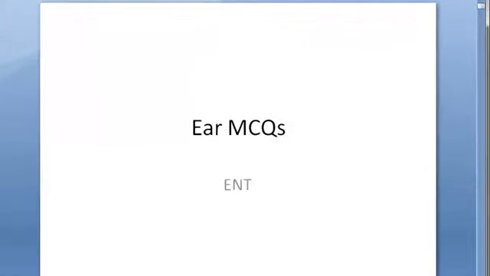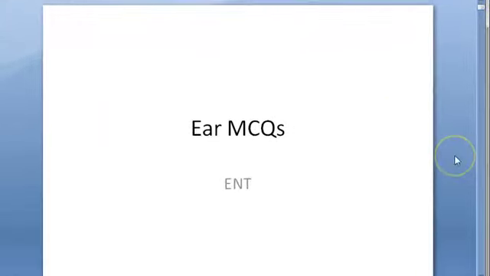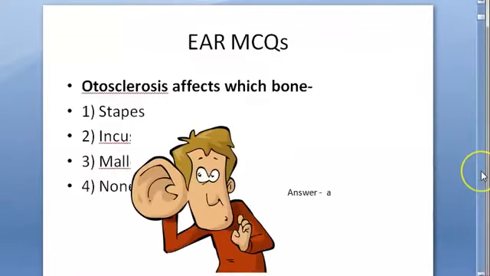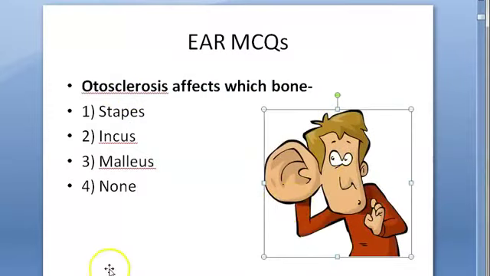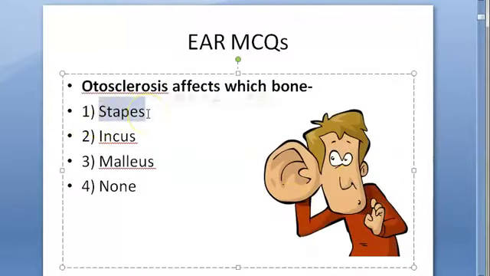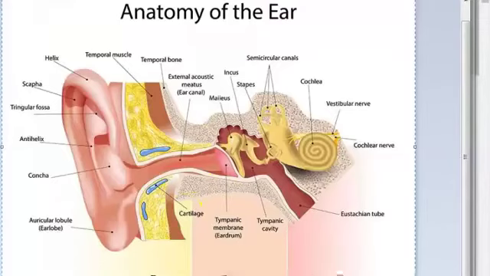In this video, let us look at some MCQs on this topic, the ear. Okay, so let us look at some MCQs. Otosclerosis affects which bone? So you saw the answer already. Otosclerosis affects mostly the stapes bone. Okay, so where is the stapes bone? Here. Okay, so this is the stapes bone. Here otosclerosis mostly. Okay, let's move on.